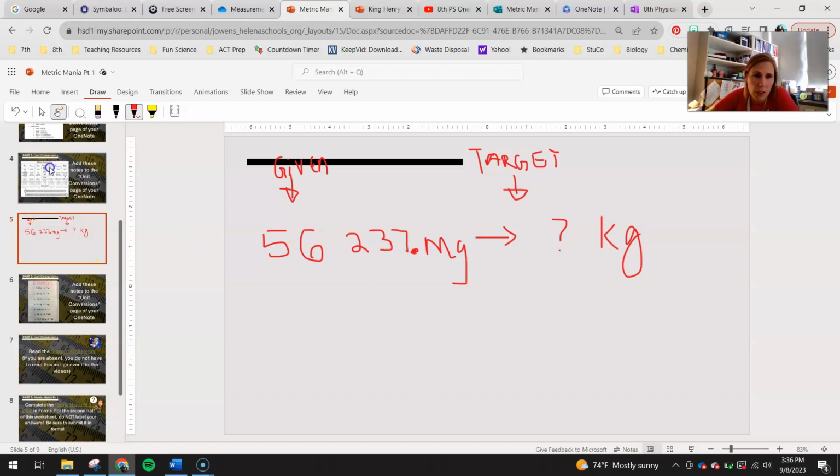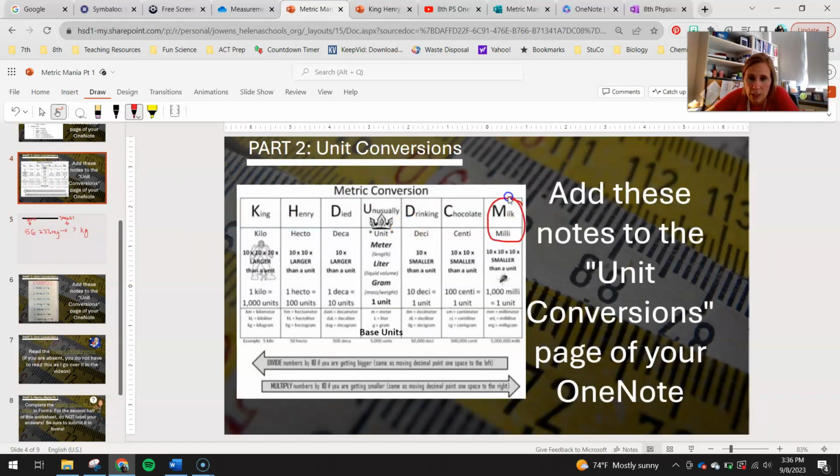Okay, so we're going to look at our given. Our given is milligrams. We're trying to get to kilograms. So let's see how many spaces we're going to have to move our token. 1, 2, 3, 4, 5, 6. This one we're going to go to the left. The last 2 we went to the right, but this one's going to the left to get to our target. That's kind of a weird target, but that's where we're going. Okay, so 6 to the left.